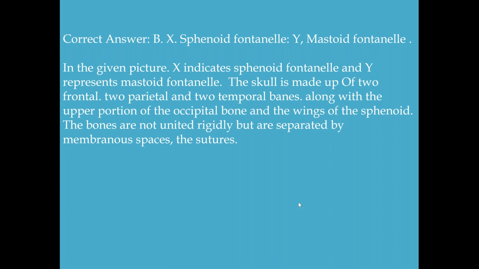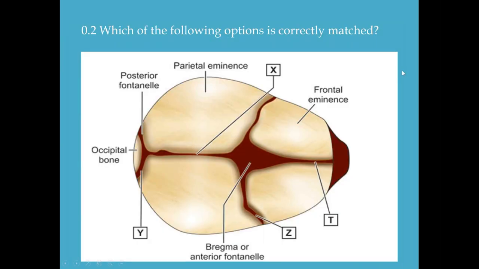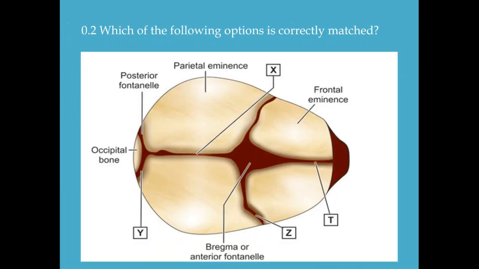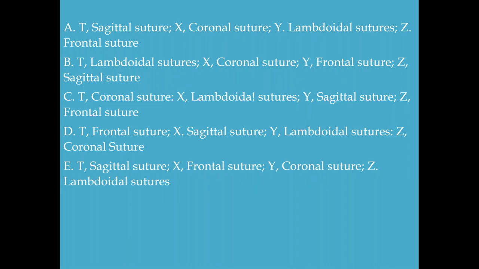The next question. Look at the picture first. Who will answer this question? X is a sagittal suture and Y is a lambdoidal suture. Z is a coronal suture. See the question. Which of the following options is correct?